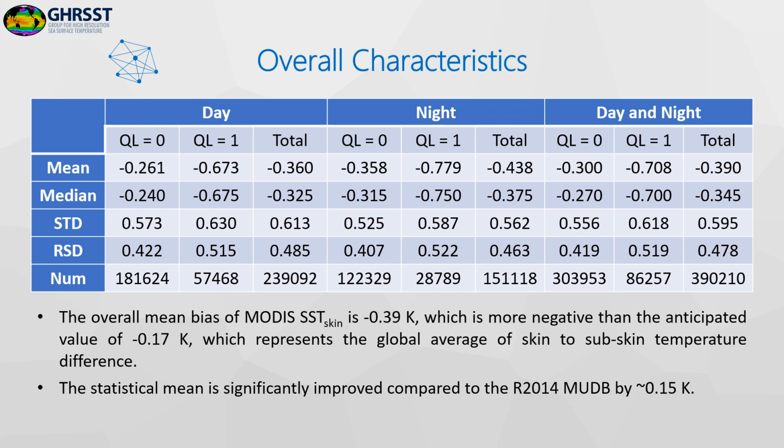surface to the atmosphere. Nevertheless, the statistical mean is significantly improved compared to the R2014 matchup database by about 0.15 K, demonstrating the effectiveness of adding the 7th latitude band above 60 degrees North for the determination of algorithm coefficients.